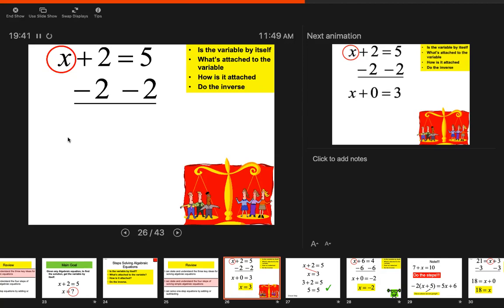The book will show you this, though. They won't show you this. I want you to do it this way. It's way more efficient. And we're in Algebra 1 now. We need to be efficient. And we're doing a 5-step equation. All right, let's do the math.